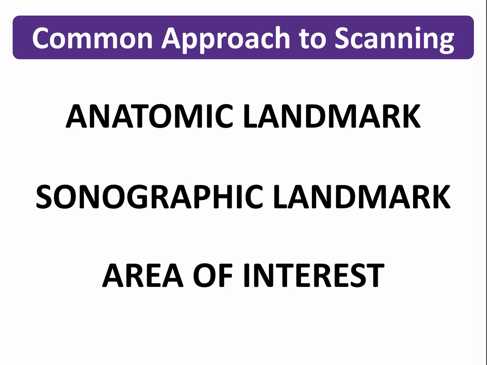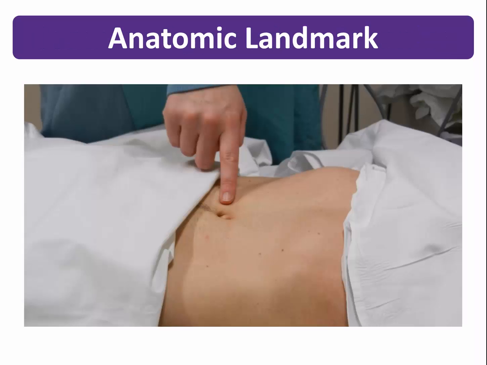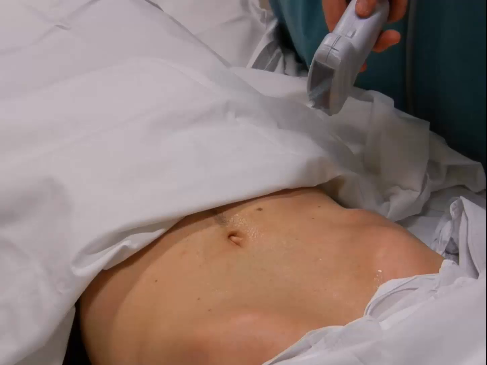Okay, let's start by identifying the anatomic landmark. The anatomic landmark for this type of scan is the umbilicus. Yes, the umbilicus. This is the landmark you use to know where to place your probe initially. In this clip, you can see that the ultrasonographer is pointing out the ultrasound marker on the probe. When she places the ultrasound probe on the patient, this marker will face the patient's right side over here.